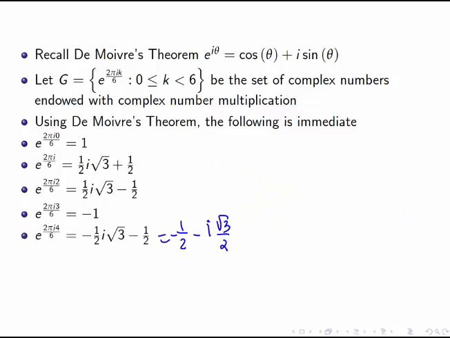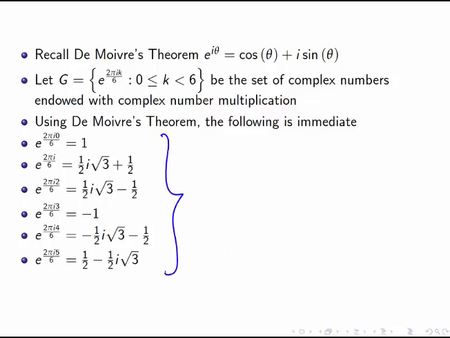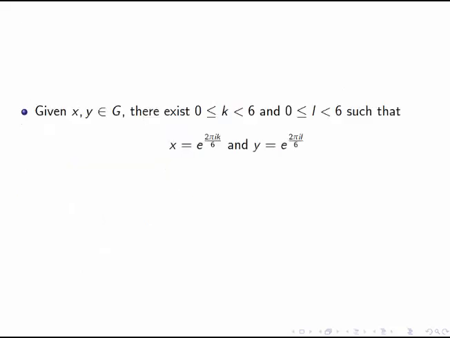And e^(2πi·4/6) is going to be -1/2 - i√3/2. And finally, we get this element. So there we have a total of 6 elements in G. And we hope to prove that this is in fact a group when we endow this with complex number multiplication.